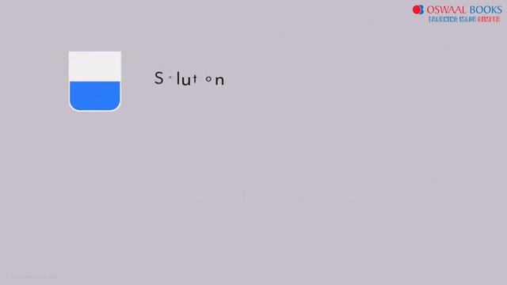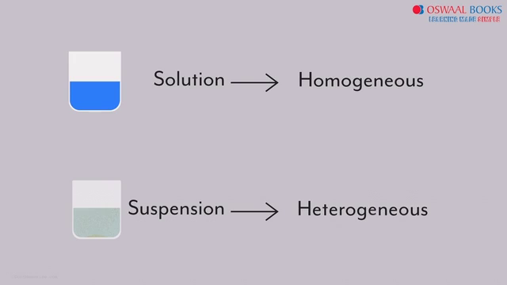So, if a solution is a homogeneous mixture and a suspension is a heterogeneous mixture, is there an intermediate mixture? Absolutely. Do you know what it is called? It has a fancy name and it is called a colloid. We will learn about it in our next video.